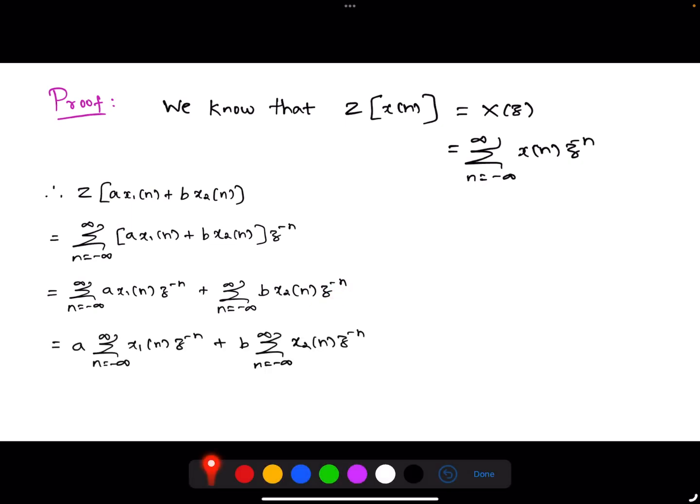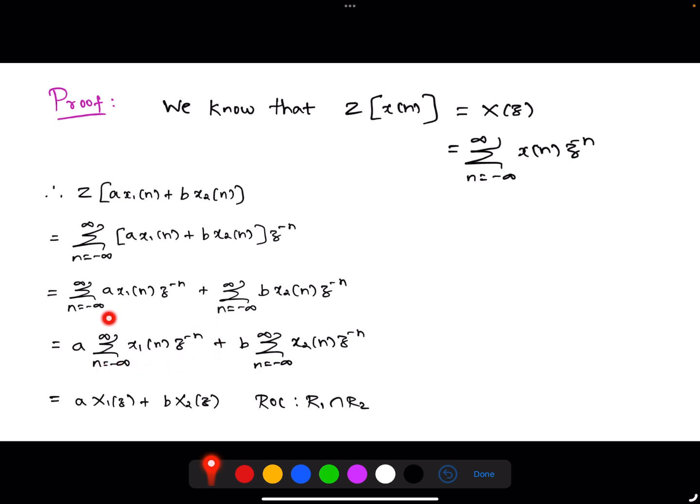Now the next step is we are pulling out this a and b from the summation. So a is taken out, taking summation inside, summation n equal to minus infinity to plus infinity x1 of n into z power minus n, plus pulling out b into summation n equal to minus infinity to plus infinity x2 of n into z power minus n.